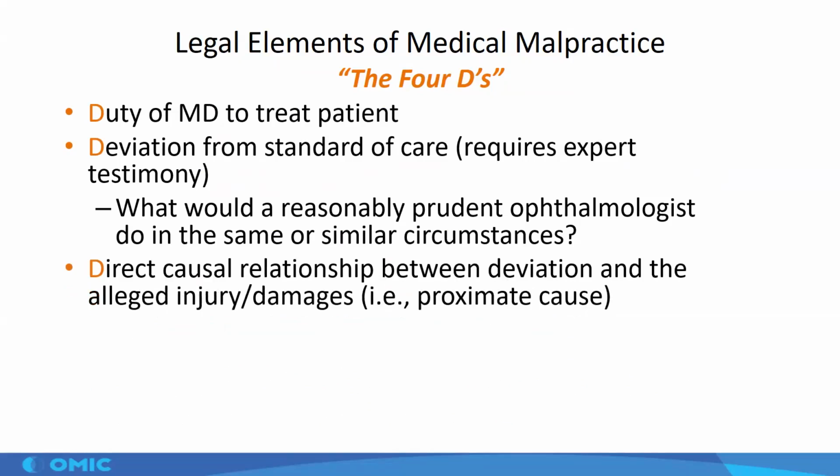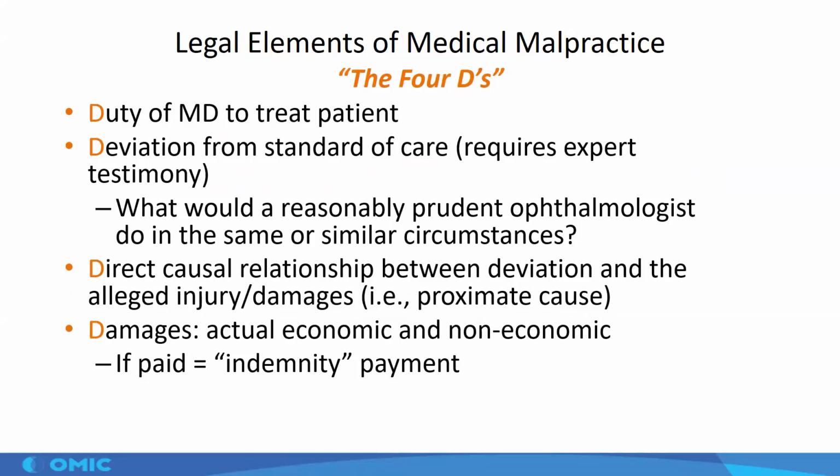The third D is a direct causal relationship between what the physician or staff did or didn't do and the alleged injury or damages. This is also called the proximate cause. This is important because even if there was negligence, if the patient would have sustained the injury anyway, then you can't vote that the physician was negligent. The final element was damages, and these are both economic and non-economic. Economic damages include past and future medical expenses and lost wages. Non-economic damages are often called pain and suffering. If we make a payment, it's called an indemnity payment.